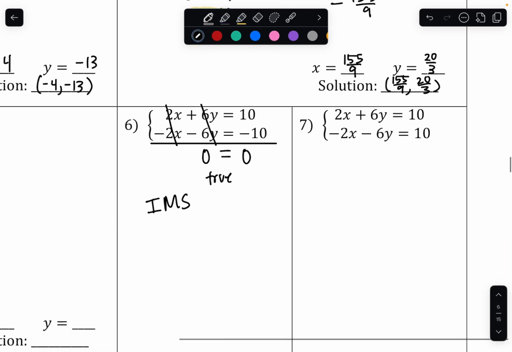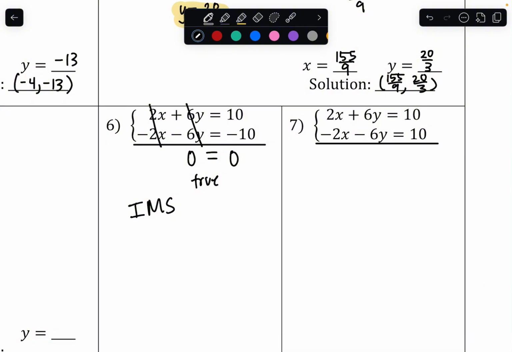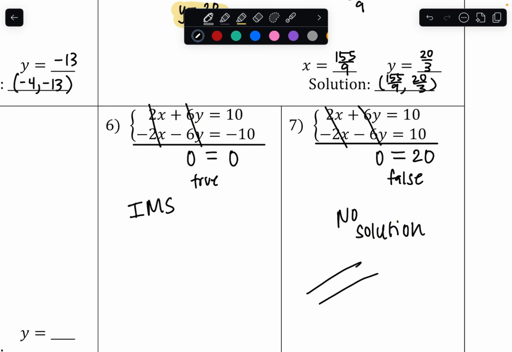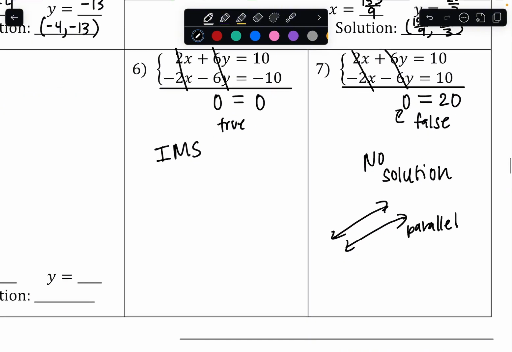Okay, for number 7, we have the same situation. The x's cancel, and so do the y's, leaving me with 0. But on the right side, I end up with 20. This is not true. Okay, so this would be a situation where we had parallel lines, and so we would say no solution. Okay, parallel lines have no solutions. And you'll be left with a false statement. If you have a true statement, that means you were dealing with the same line, and it would be infinitely many solutions.